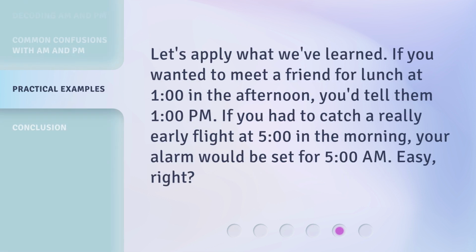Let's apply what we've learned. If you wanted to meet a friend for lunch at 1 o'clock in the afternoon, you'd tell them 1 p.m. If you had to catch a really early flight at 5 o'clock in the morning, your alarm would be set for 5 a.m. Easy, right?